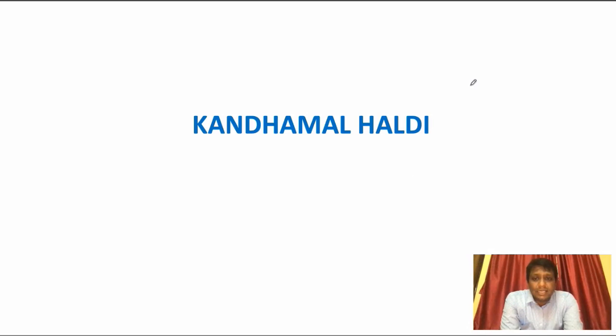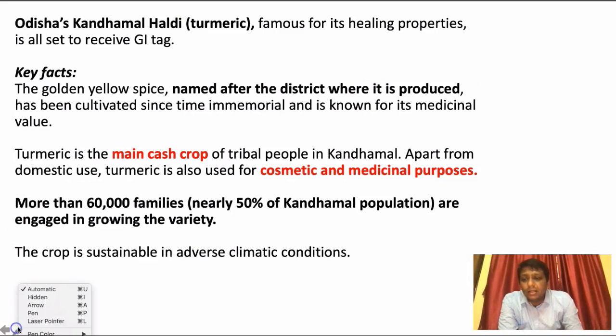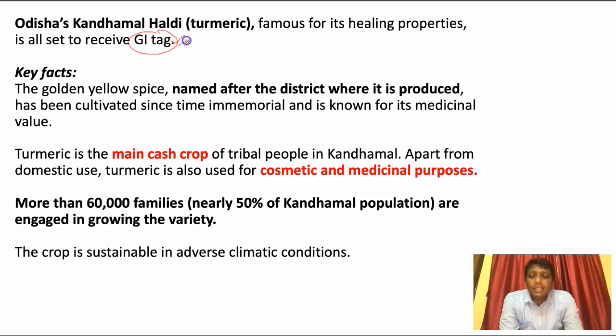So which topic is here, guys? Kandhamal Haldi. Kandhamal is actually a location, and the turmeric there got a GI tag. Okay, and this one has good healing properties. Okay, it's a golden yellow spice. That name came with the name of the district where it is produced. Okay, it's a main cash crop of the tribal people of Kandhamal.